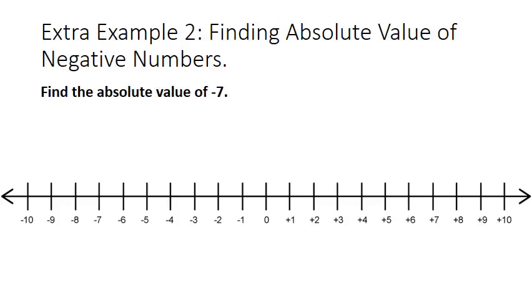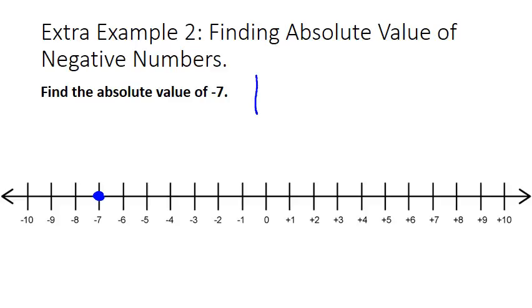So here for an extra example, go ahead and pause the video if you want to try this one on your own first. We're going to be finding the absolute value of negative numbers. So again, our first step here is to find the location of negative 7 on our number line. We'll say, okay, well, negative 7 is over here. That's where negative 7 is.